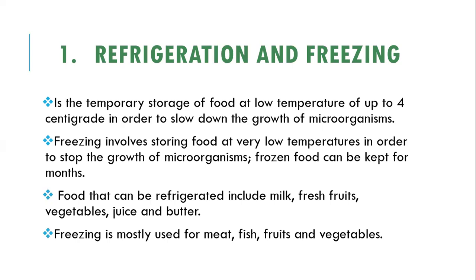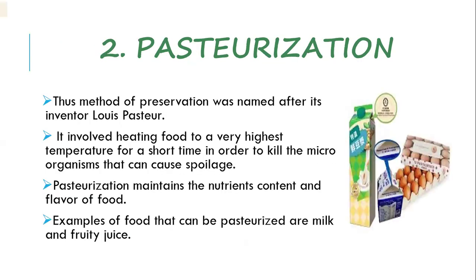Now, the foods that can be refrigerated include milk, fresh fruits, vegetables, juice, and butter. And freezing is mostly used for foods like meat, fish, fruits, and vegetables. So this is the first method, refrigeration and freezing. Moving on, the second method is pasteurization.